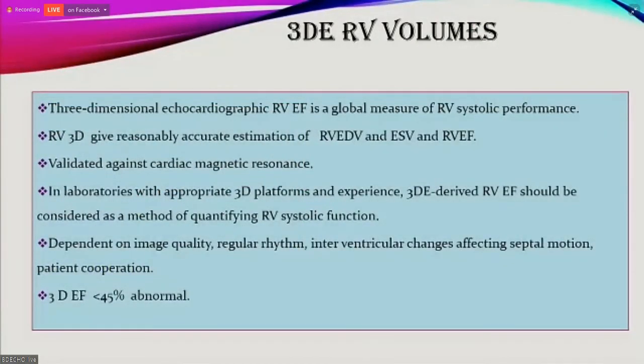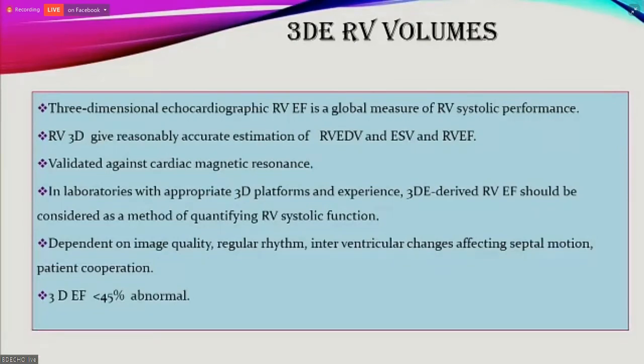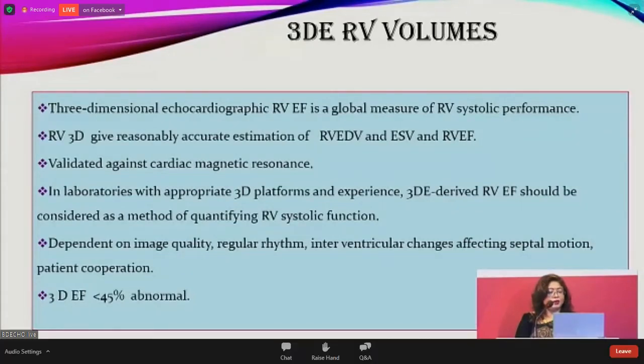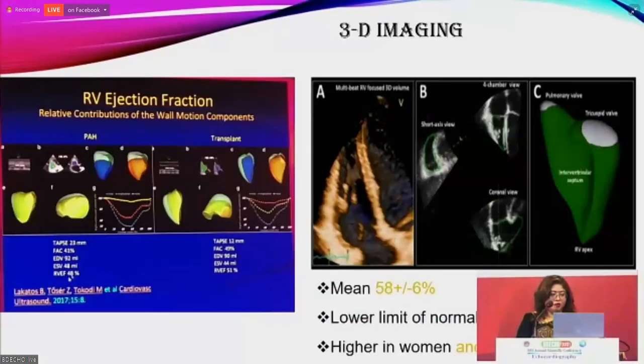And now comes the 3D volumes. Three-dimensional echocardiography is a global measure of RV systolic performance, and 3D gives a reasonably accurate estimation of RV end diastolic volume, end systolic volume, and RV ejection fraction. It is validated against cardiac magnetic resonance. In laboratories with appropriate 3D platforms and experience, 3D derived RV ejection fraction should be considered a method of quantifying RV systolic function. Less than 45% is considered abnormal. So this is the 3D imaging.